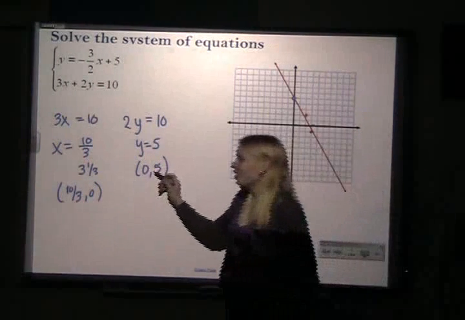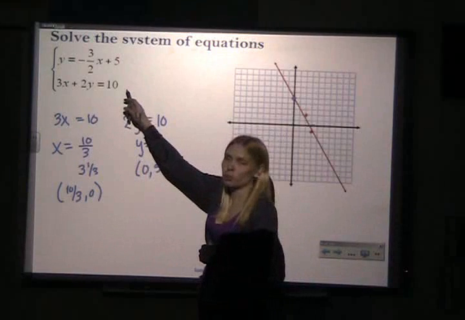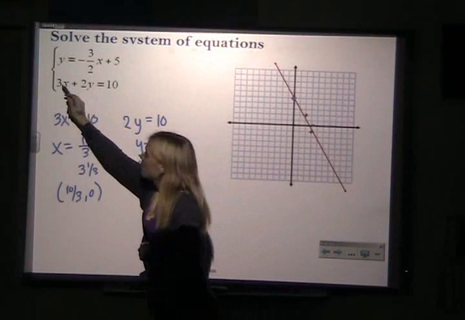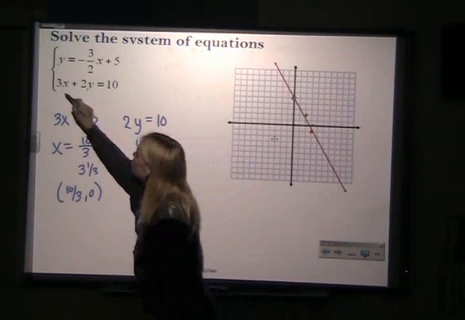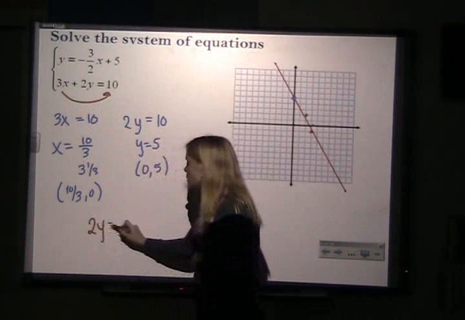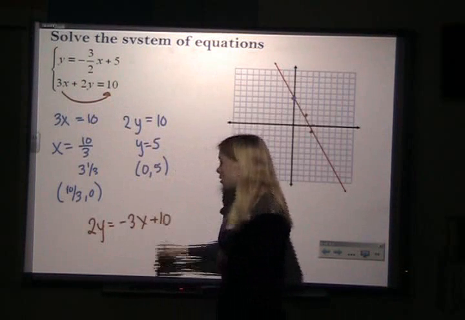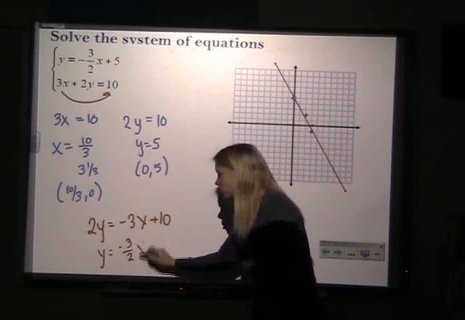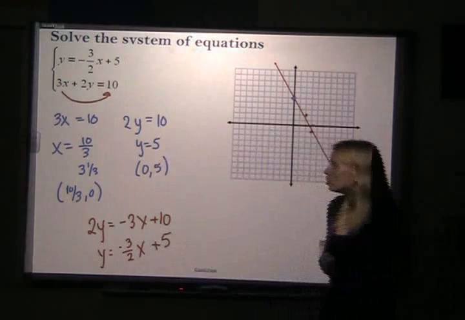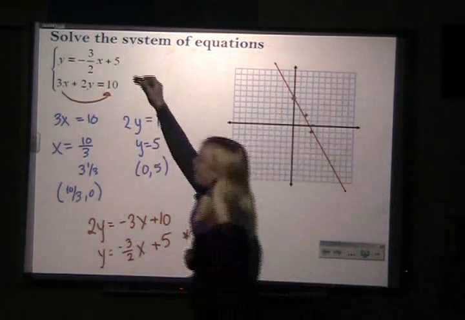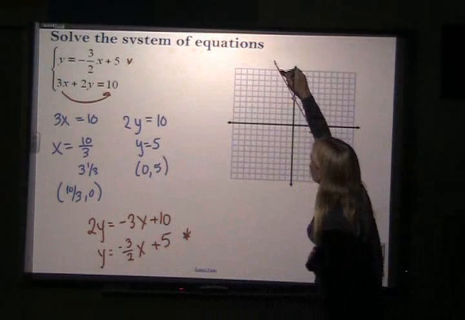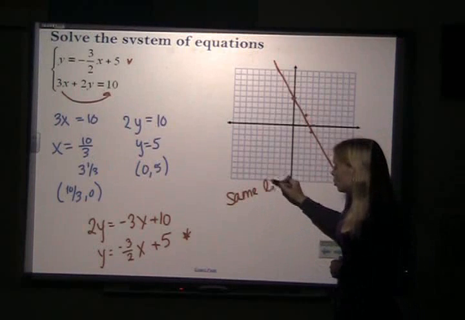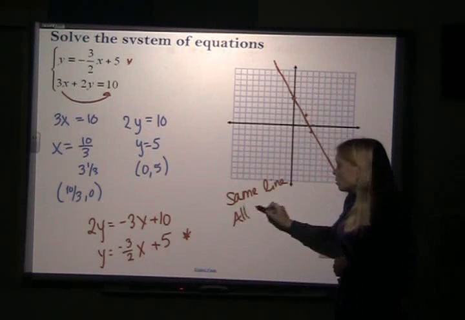So to do that, I wouldn't want to find the slope again. Sometimes it's easier to put these in slope-intercept form. So if I'm going to put this in slope-intercept form, I'm going to move the 3x. When I move the 3x, remember the other side, it becomes negative. I'm going to divide everything by 2. So negative 3 divided by 2 and 10 divided by 2. You will notice these are exactly the same thing. So if I have the same line, my answer, remember, is all solutions.